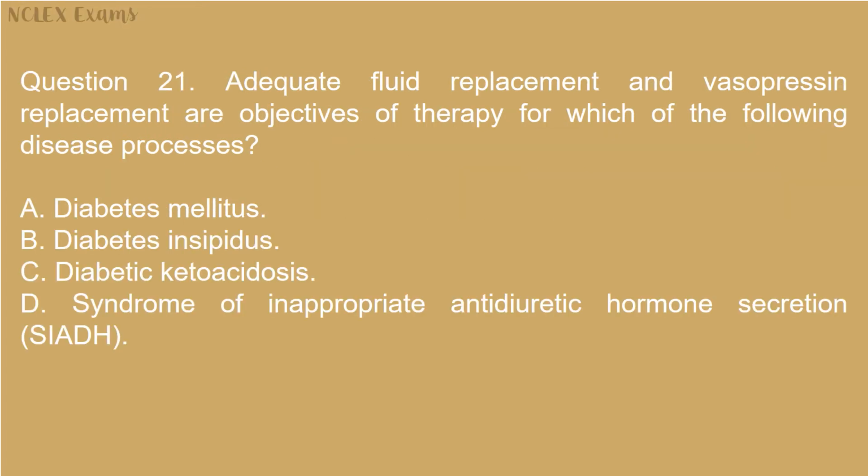Question 21. Adequate fluid replacement and vasopressin replacement are objectives of therapy for which of the following disease processes? A. Diabetes mellitus. B. Diabetes insipidus. C. Diabetic ketoacidosis. D. Syndrome of inappropriate antidiuretic hormone secretion, SIADH.